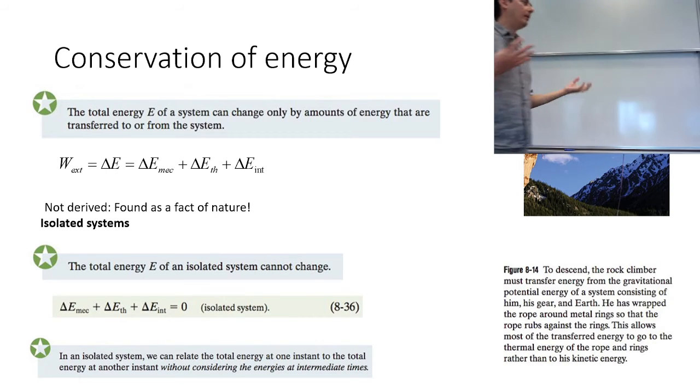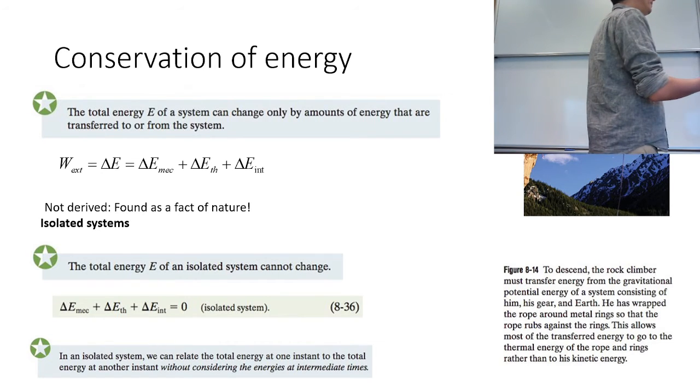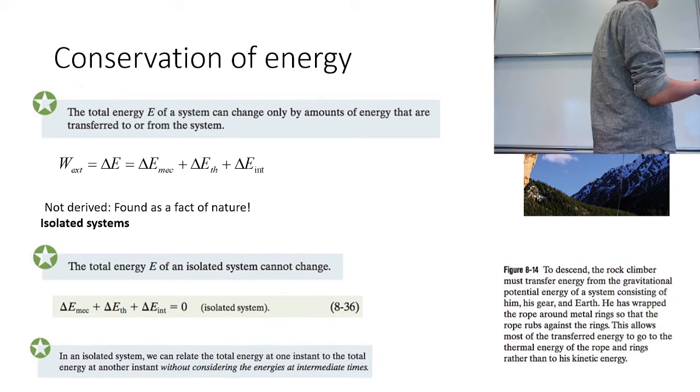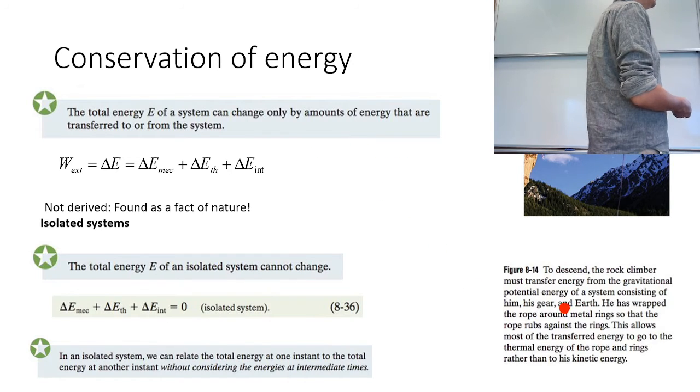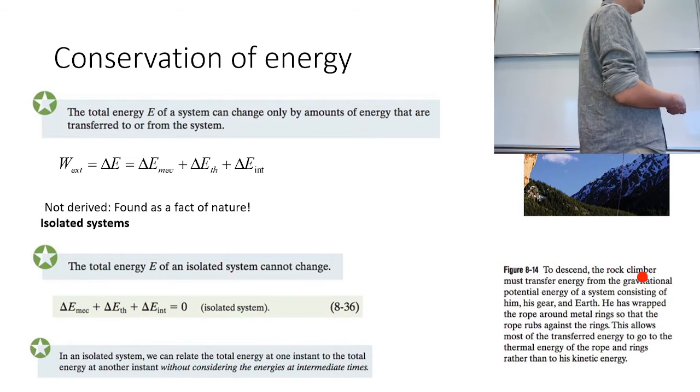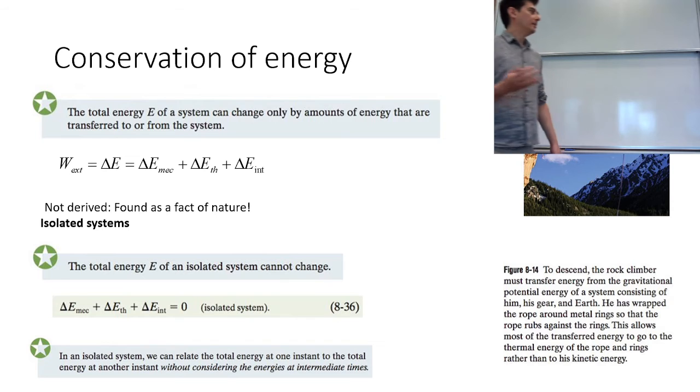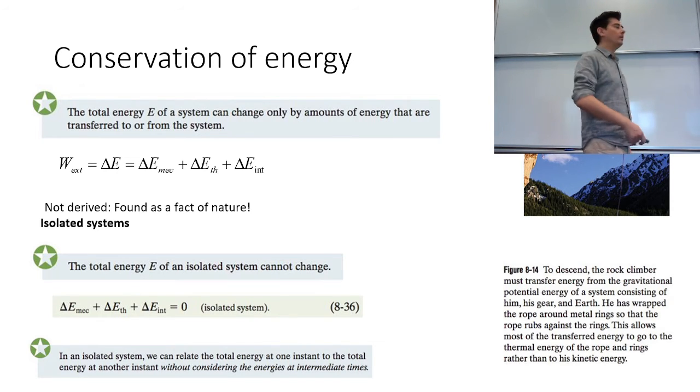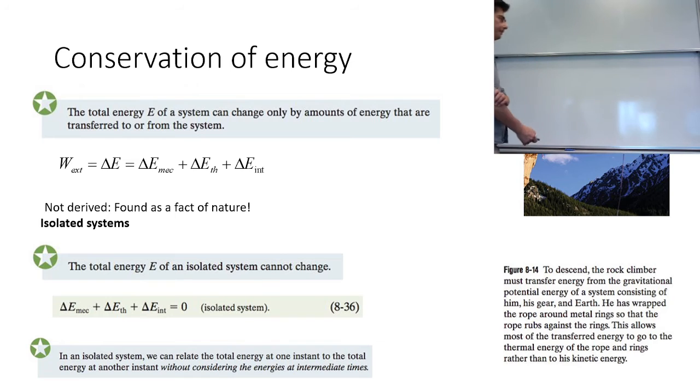And if you think about where that energy has gone, well, he's wrapped the rope around the metal rings so that the rope drops against the rings. This allows most of the transferred energy to go to the thermal energy of the rope and rings rather than to its kinetic energy. So this is just an example of transfer between mechanical and thermal energy.